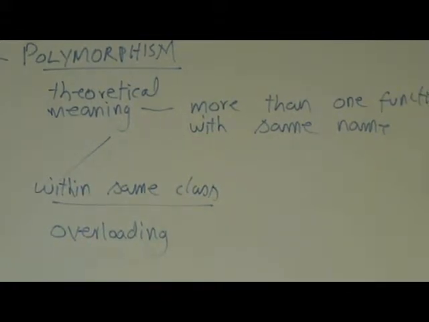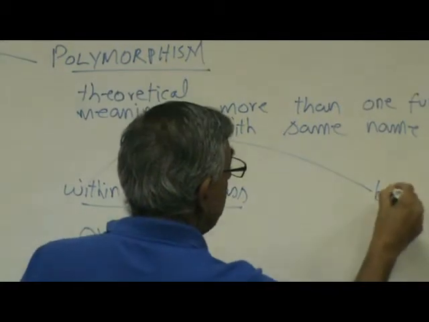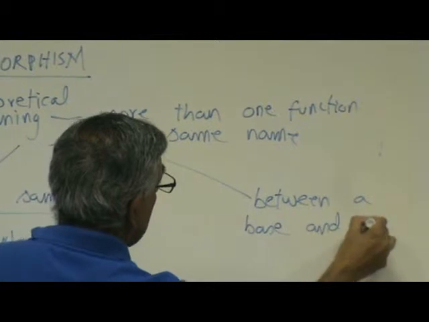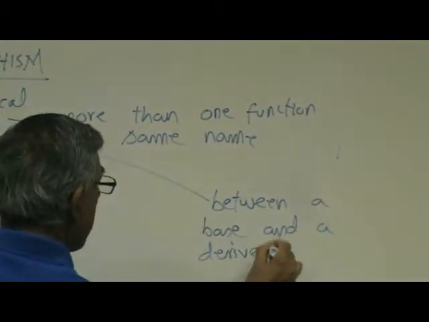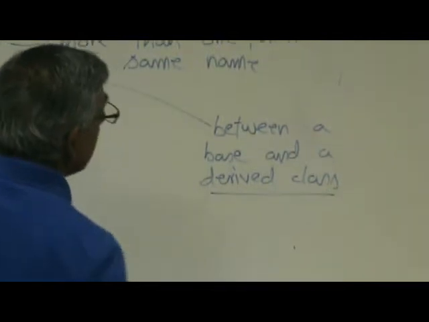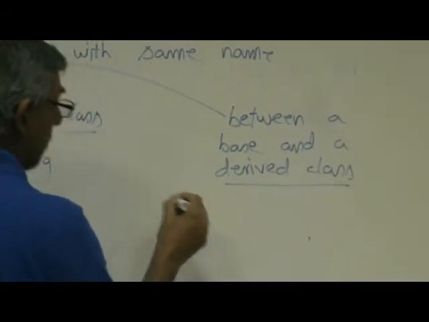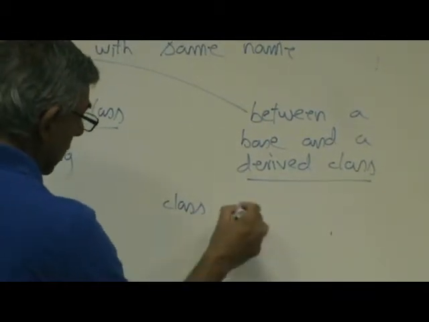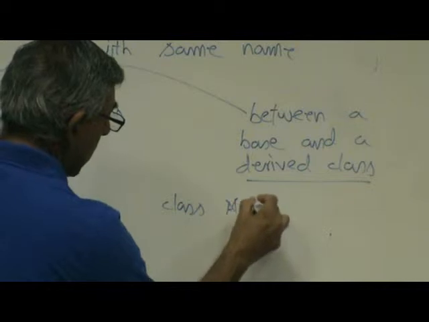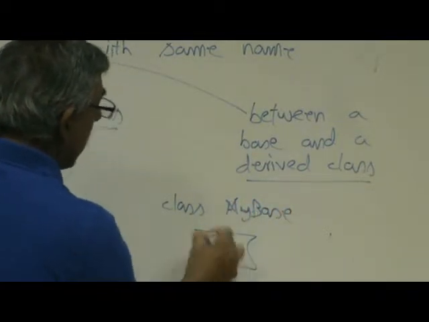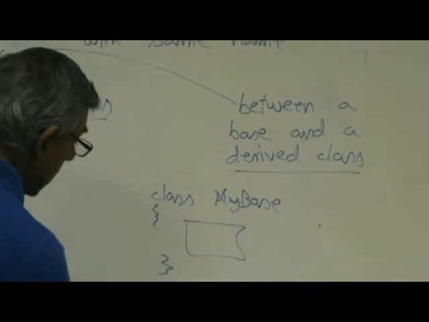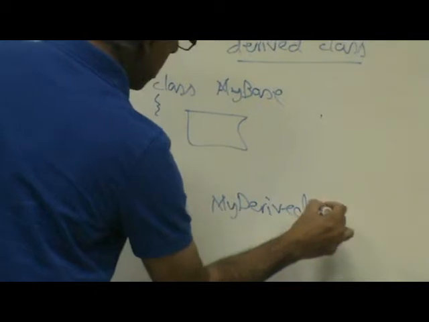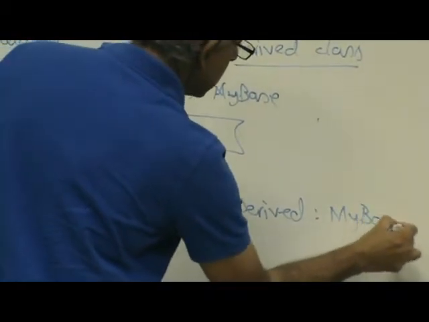Okay? If we are between a base and a derived class, so as we have one method, let's say in our base class, suppose this is called my base. We wrote some method over here. Class, let's say my derived, inherits from my base.